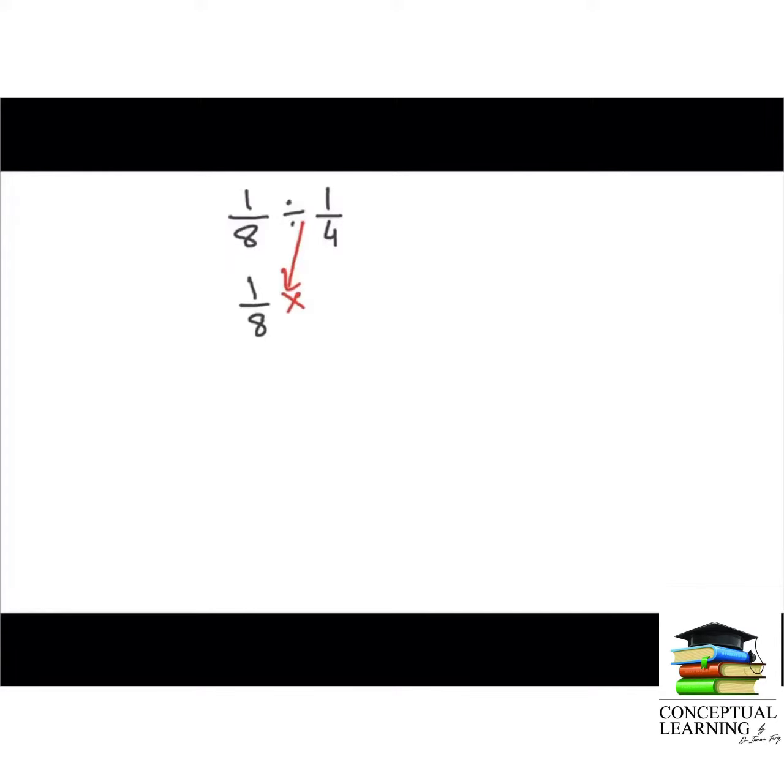When I write the times sign, the next thing is the denominator changes into the numerator, and the numerator changes into the denominator. So we have 1/4. 4 is the denominator and 1 is the numerator. When I change division into times, the denominator changes into the numerator, so 4 goes in the numerator position and 1 goes in the denominator position.